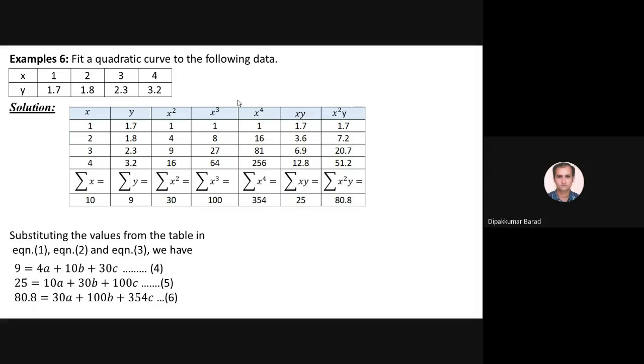So we get 9 is equal to 4a plus 10b plus 30c, and 25 is equal to 10a plus 30b plus 100c, and 80.8 is equal to 30a plus 100b plus 354c. So after applying the Gauss elimination method, you get a equal to 2, b equal to minus 0.5, and c equal to 0.2.